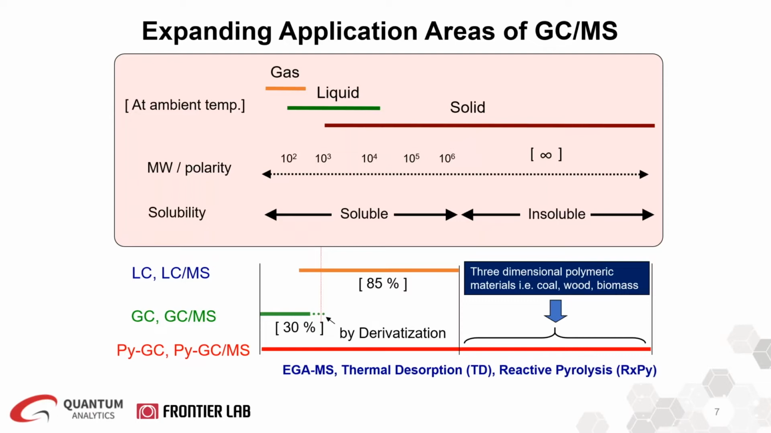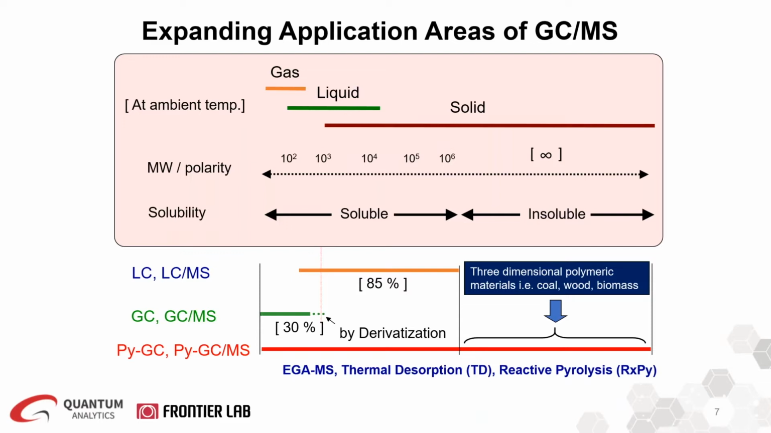So now let's talk about how the multi-mode pyrolyzer can expand the capabilities of your GCMS system. As you can see, substances at ambient temperature are gas, liquid, or solids, mostly depending on their molecular weights. Materials that are soluble in solvents can be analyzed by GC or LC. Of these materials, about 30% can be analyzed by GC and roughly about 85% by LC, but with the proper solvents. However, as you can see, there are some insoluble materials that cannot be analyzed using LC, LCMS, GC, or GCMS. But these insoluble materials can be analyzed by pyrolysis GC or pyrolysis GCMS.